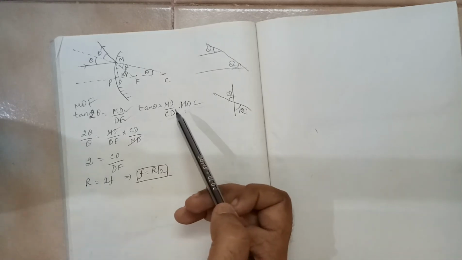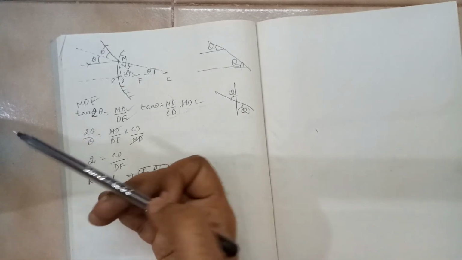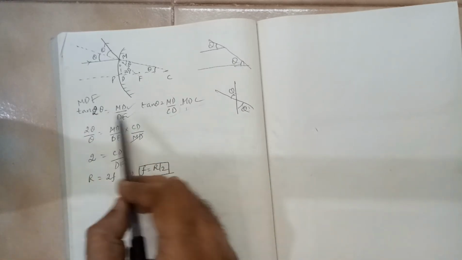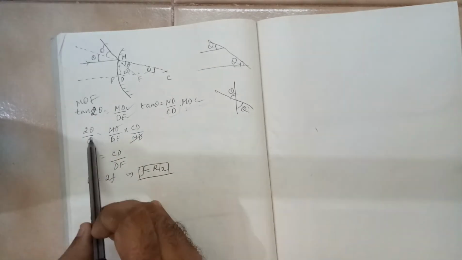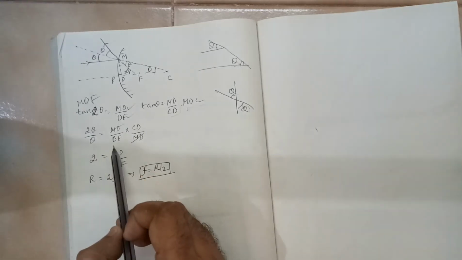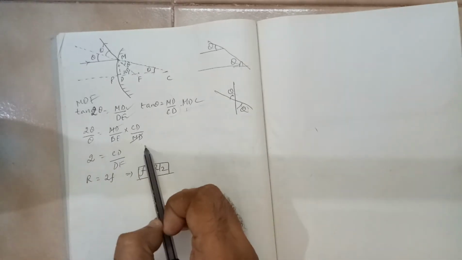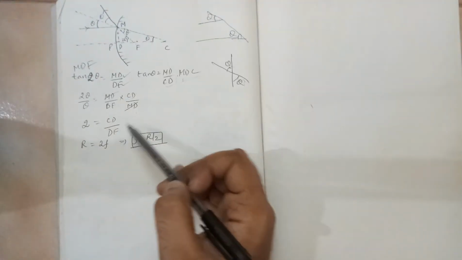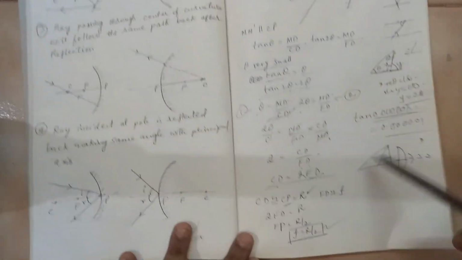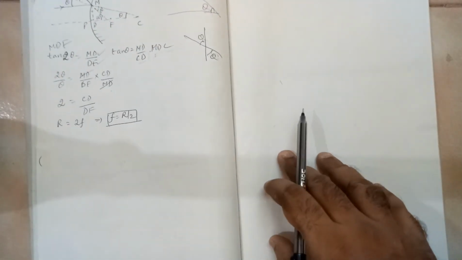The angle is very small. Tan theta is almost equal to theta and tan 2 theta is almost equal to 2 theta. Equation 1, equation 2, divide. You get 2 theta by theta is equal to MD divided by DF into CD divided by MD, the inverse. MD cancels, you get CD divided by DF, same as what you got in the earlier case. Here also we can go as per the same discussion.